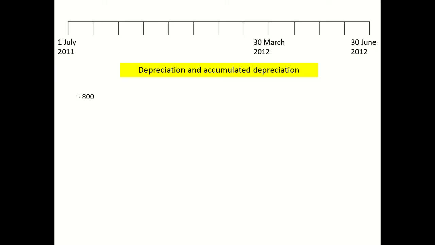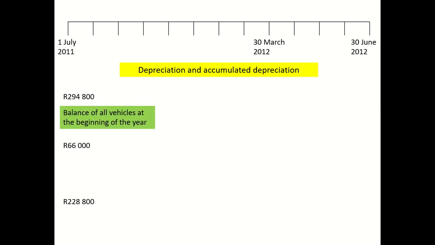Now, depreciation and accumulated depreciation. You will start with accumulated depreciation of all assets at the beginning of the financial year, and you will also start with accumulated depreciation of the asset that has been sold. When you take accumulated depreciation of all assets at the beginning of the year and minus accumulated depreciation of the assets sold, you will get accumulated depreciation of the remaining assets at the beginning of the year.